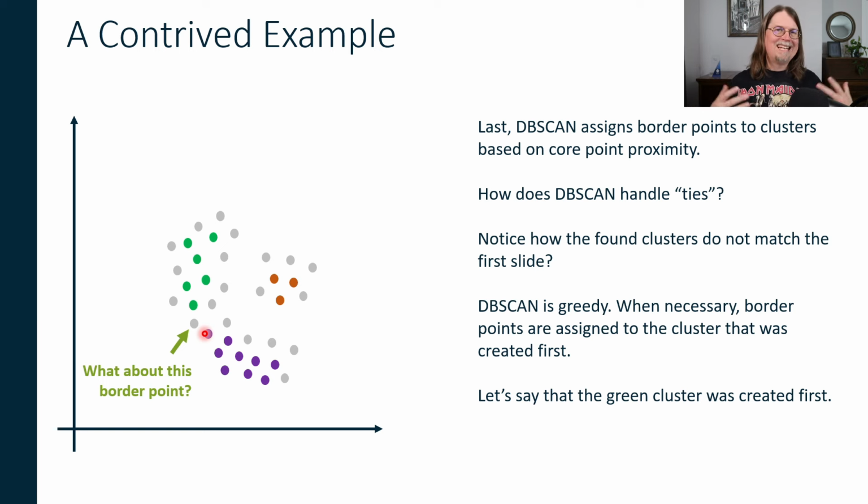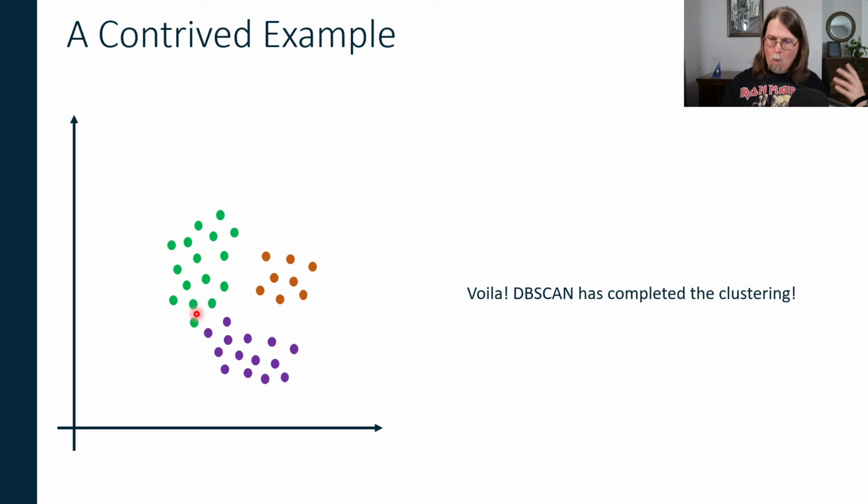As it turns out, that's an algorithmic implementation decision. And the way DBSCAN in scikit-learn with Python works is it will assign a cluster to a border point in this situation based on when the first cluster was found. So if we think that green was done first and then purple was done, then the algorithm will say, as a tiebreaker, I'm just going to assign this to the green cluster because that was the first one that I found. And then voila, DBSCAN has completed the clustering. And that's it. It's literally that simple.